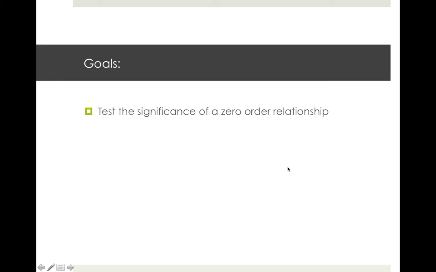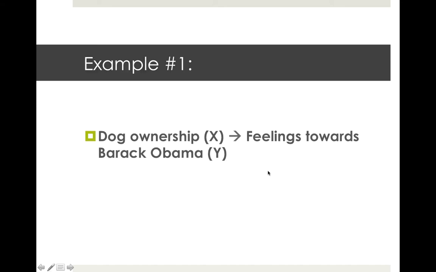So what we're talking about here are tests of significance, and here we're going to be talking about testing the significance of a zero-order relationship and how we do that. So we'll use our first example. Our first example is dog ownership and whether or not that predicts feelings towards Barack Obama. And so we have our hypothesis.